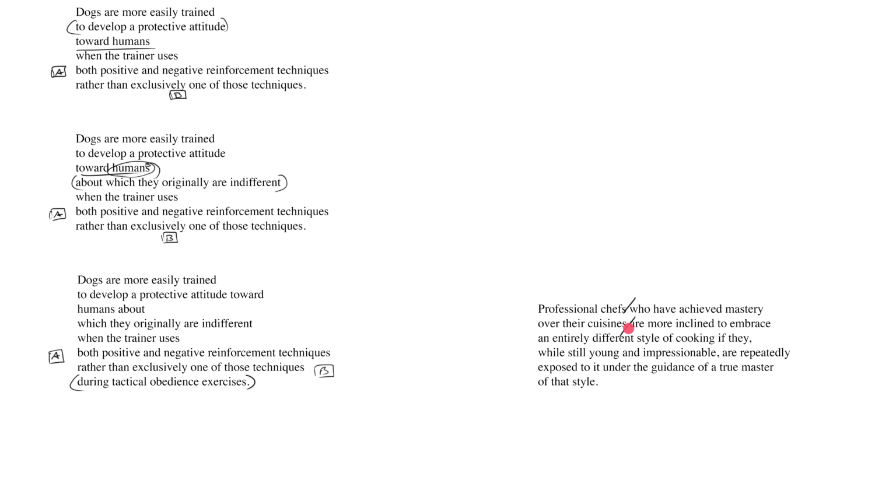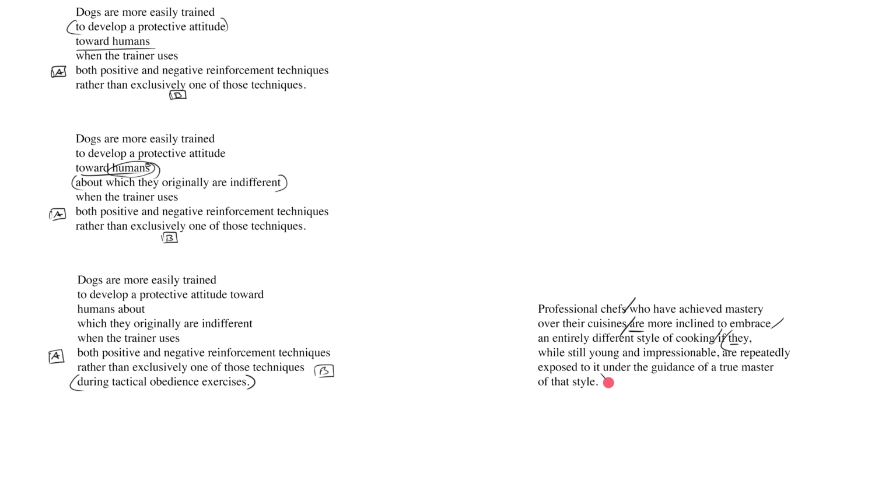Because I see this verb, "are," right? We're trying to say something about professional chefs. They are something. What are they? They're more inclined to embrace something, right? This part becomes kind of hard to cut because I want to cut right here in between the two commas, but I also notice that the commas are doing something really annoying, which is that the commas are separating out an embedded clause which has its own subject and predicate structure. They are repeatedly exposed to it under the guidance of a true master of that style. That's a complete sentence in and of itself.